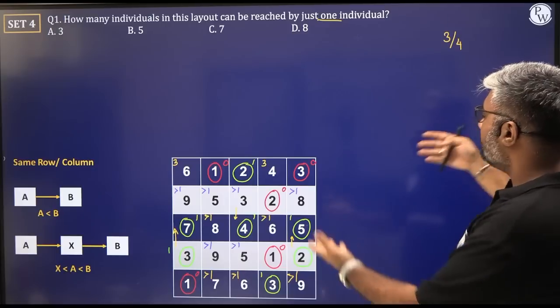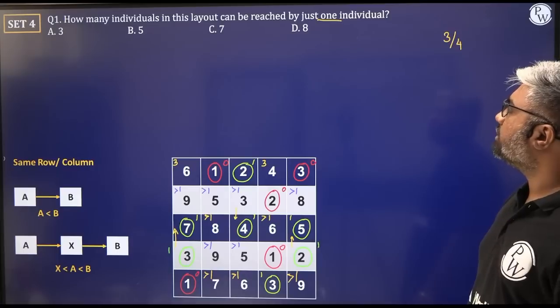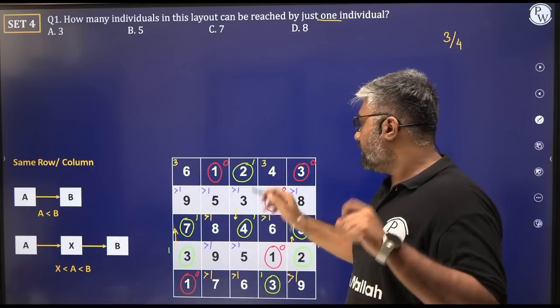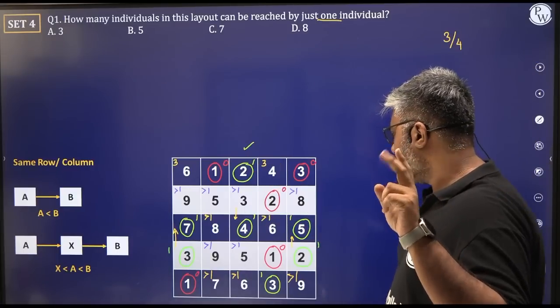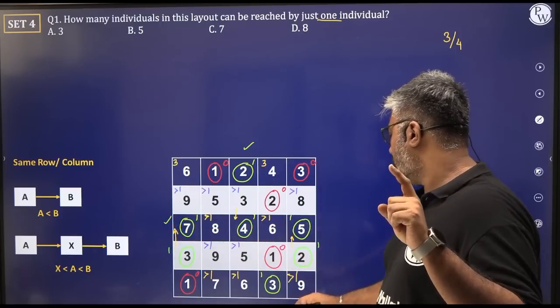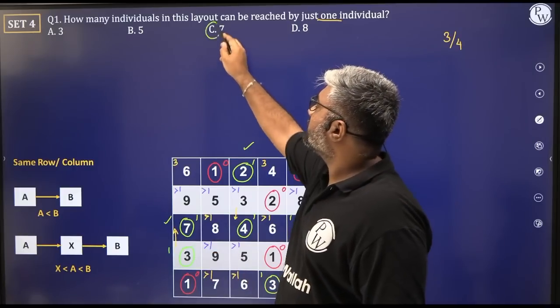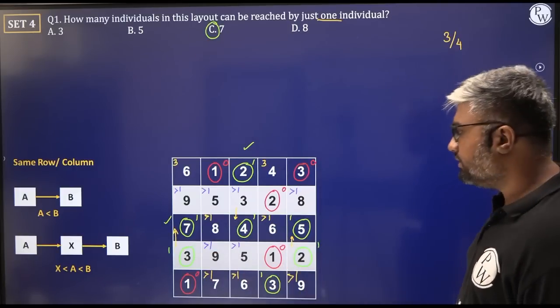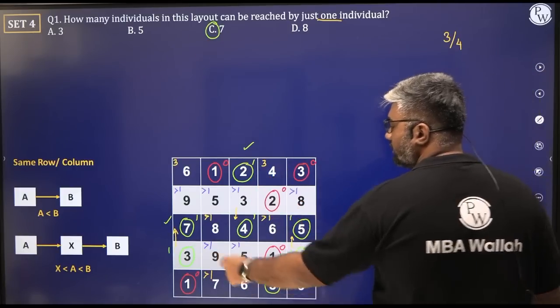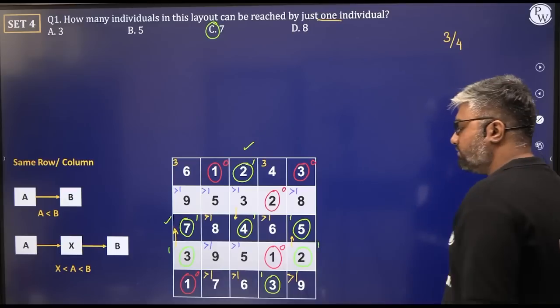Yeah. So keeping this in mind, what would be the answer to this question? How many individuals can be reached out by just one individual? We have 2, 3, 4, 5, 6 and 7. So there are 7 terms that can be reached out. Make sense? Easy enough? Yes. 1, 2, 3, 4, 5, 6 and 7 numbers.